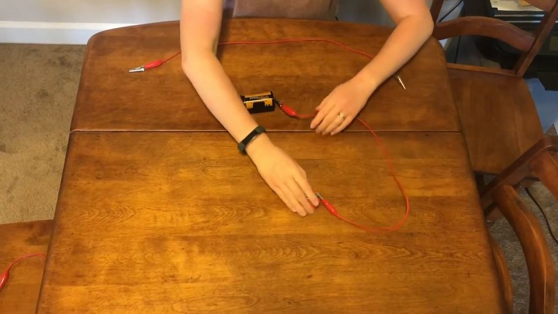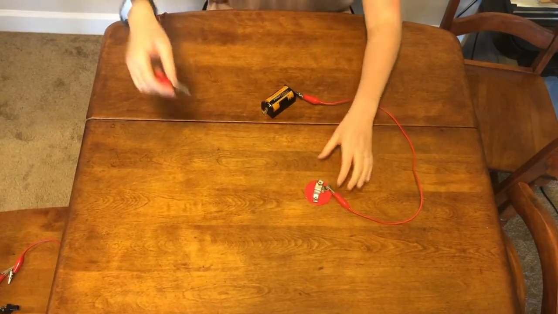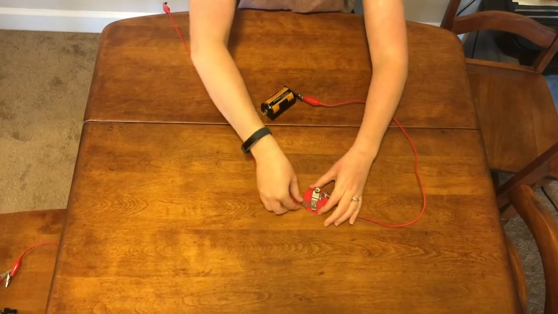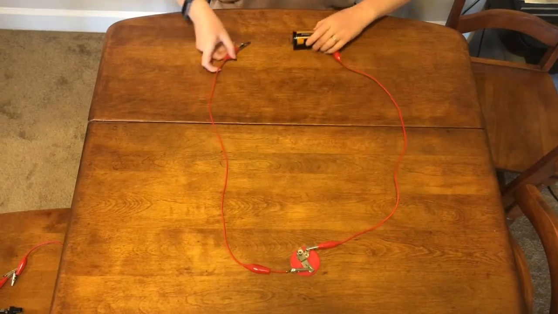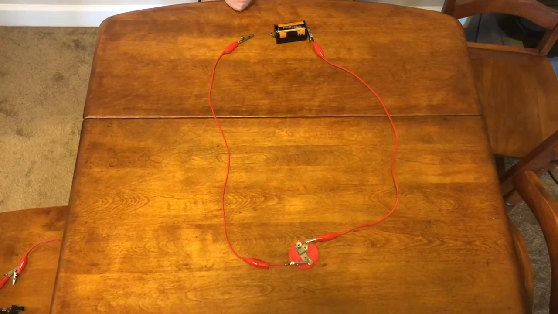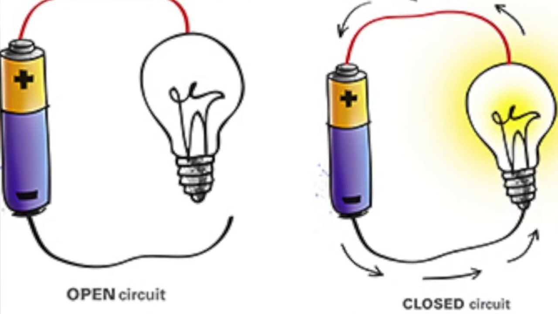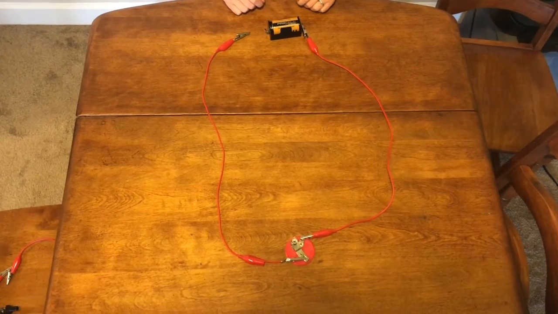But my circuit isn't complete yet. I have to also connect the light bulb holder to the other side of the battery. What I have right now is called an open circuit. That's because there's a break in the circuit that needs to be closed. If I connect the wire to the other side of the battery, the light bulb should turn on.